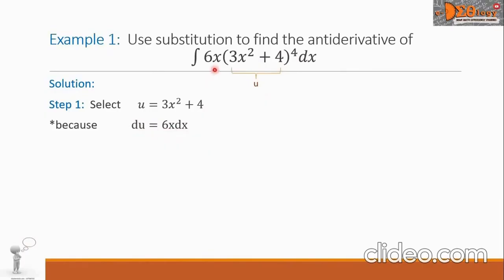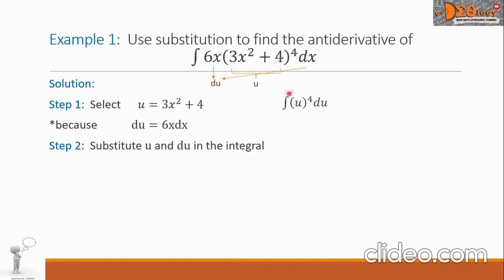If we analyze the integrand, the 6x and dx here is the value of du, and we say that this du is in the integrand already. Step 2. Substitute u and du in the integral. So we have now this 3x squared plus 4 is the u, and this is raised to 4, and the 6x and the dx are equal to the du.